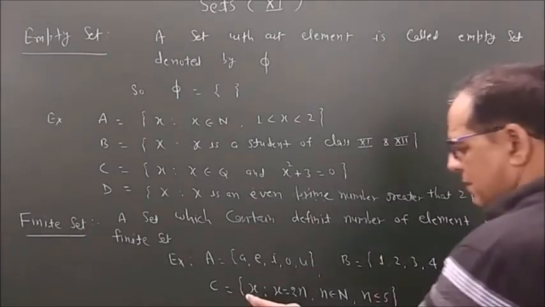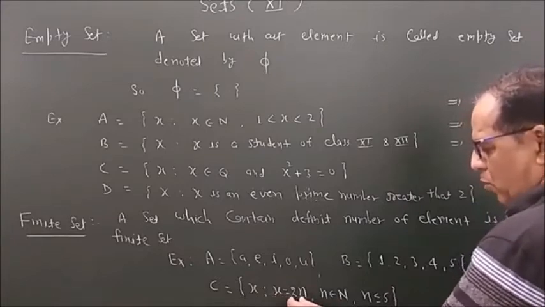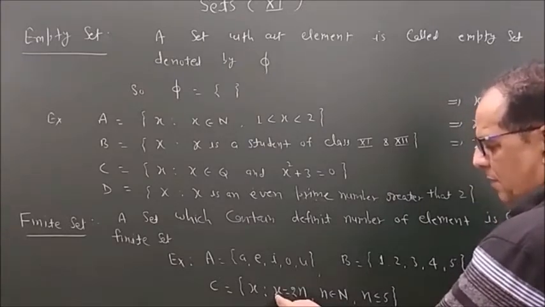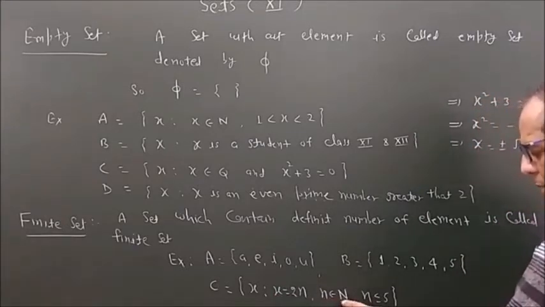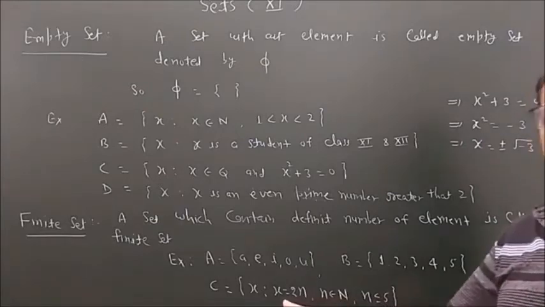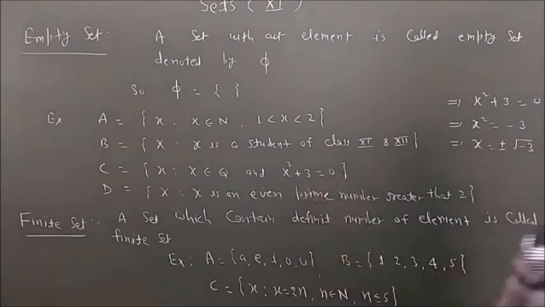C equal to {x : x equal to 2n}. That means x is expressed in the form of 2n, so x is an even number. n is a natural number less than or equal to 5. So they are also fixed. We have only 5 elements: 2, 4, 6, 8, 10. So this is also an example of a finite set.